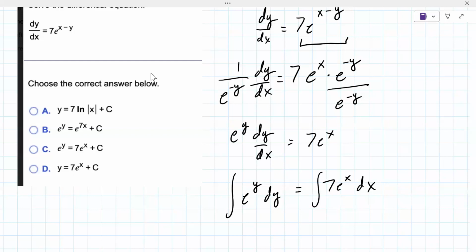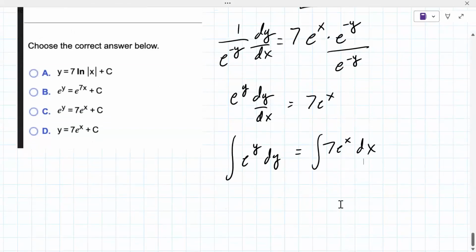Well, the side with the 7e to the x would be 7e to the x plus c, right? So notice that that is C or D, and that's good. That gets you down to two. On the left, the integral of e to the y is just itself. So it's e to the y plus c.